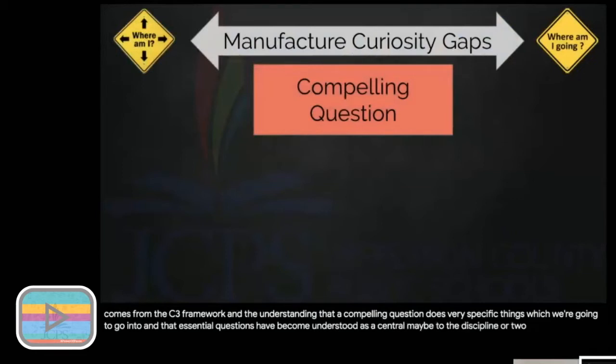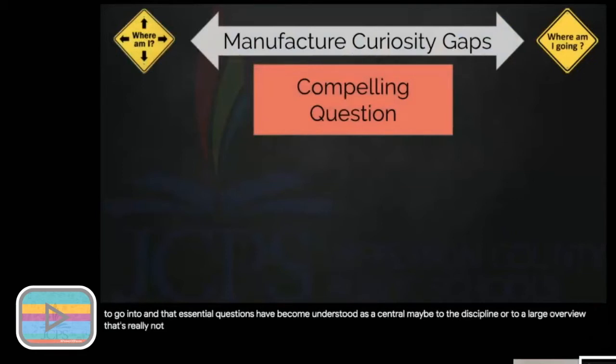To help manufacture those curiosity gaps, we use compelling questions, which are very different than essential questions. I won't go into it here, but you're happy to email me. We're putting together a one-pager about the difference between a compelling and essential question. We're not trying to add new jargon to teachers' understanding. This really comes from the C3 framework and the understanding that a compelling question does very specific things, which we're going to go into, and that essential questions have become understood as essential maybe to the discipline or to a large overview that's really not necessarily in the purview of our students. Again, I won't go into that here, but I am going to go deeper into compelling questions, which do something that essential questions don't do.